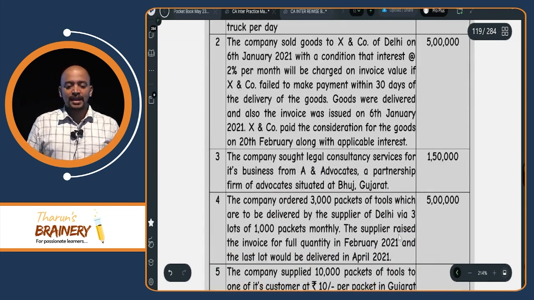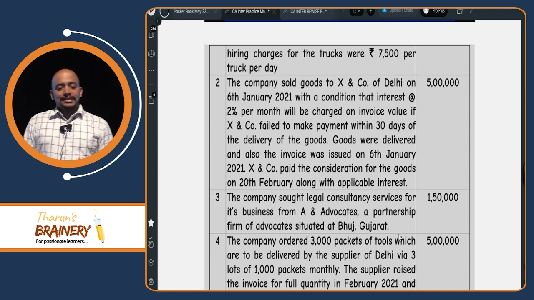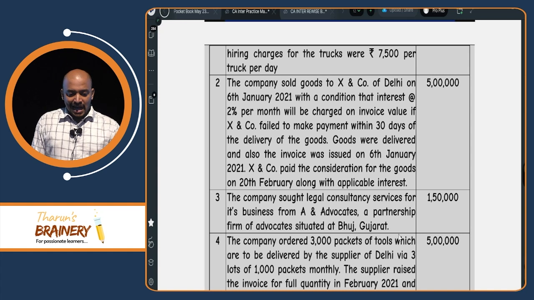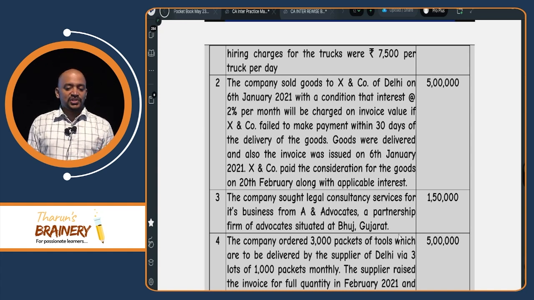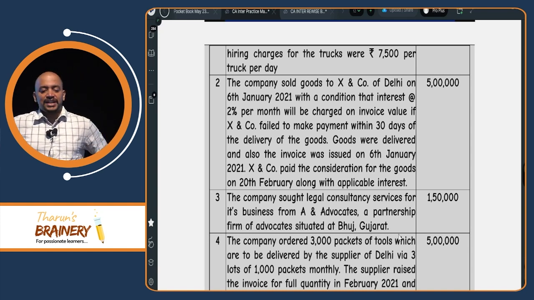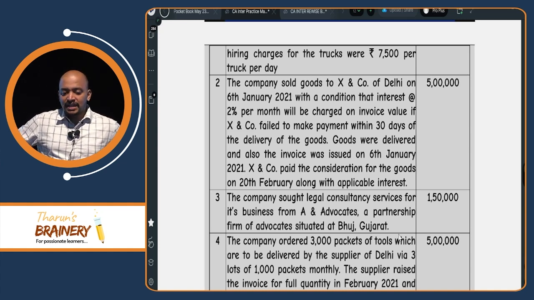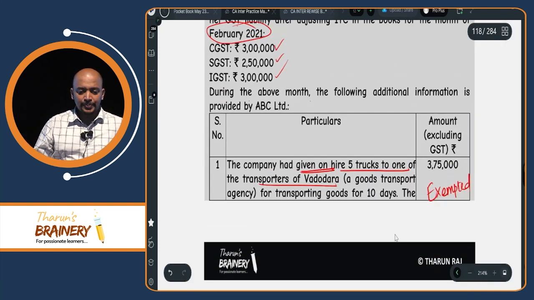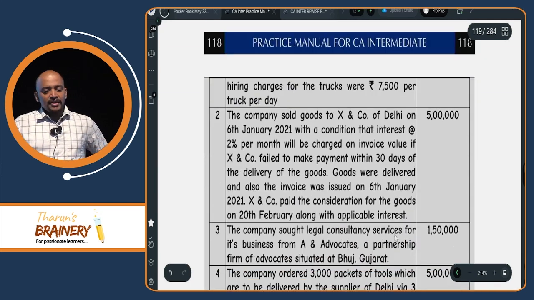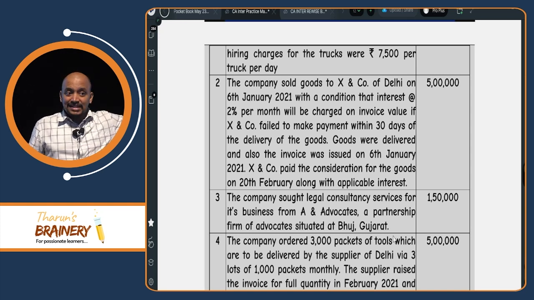Then next, the company sold goods to Exxon Company of Delhi on 6th January with a condition that interest at 2% per month will be charged on the invoice value if Exxon Co failed to make payment within 30 days of the delivery of goods. Goods were delivered and also invoice was issued on 6th January. Exxon Co paid the consideration for the goods on 20th February along with applicable interest. Right now we are determining for which month? February 2021.